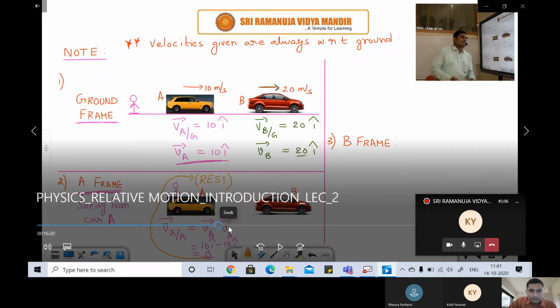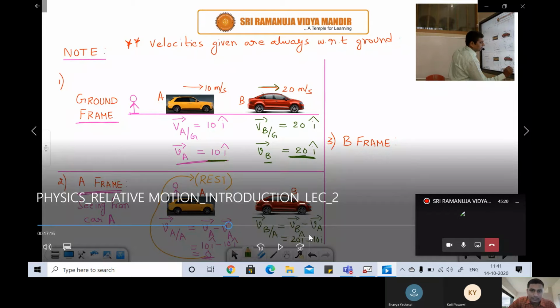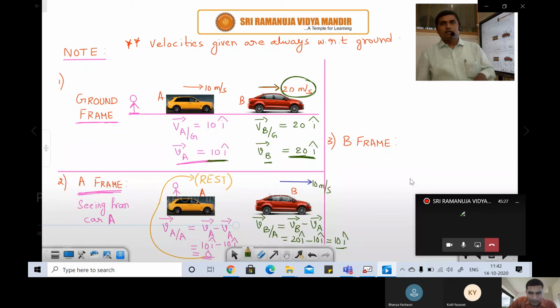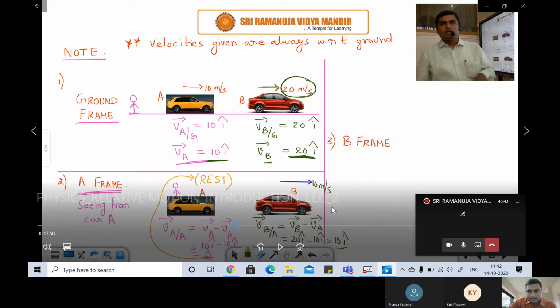Now let us see what is the velocity with which B is moving. What is the formula? Velocity of B minus velocity of A. What is the velocity of B? From ground frame, 20 i cap. Correct. 20 i cap minus 10 i cap, how much? 10 i cap. So plus 10 i cap means if you stand on A, you will observe B to be moving with what? 10 meters per second, right side.